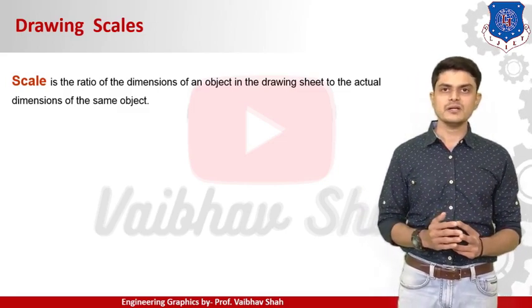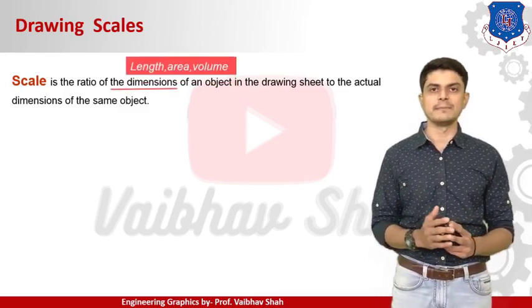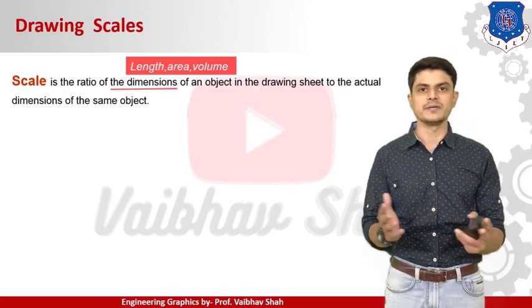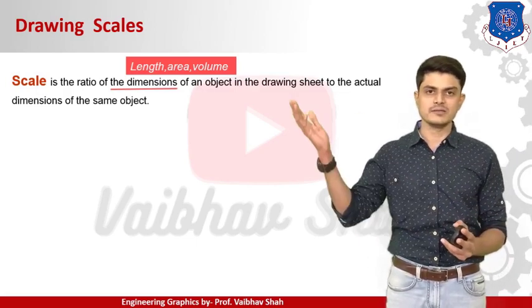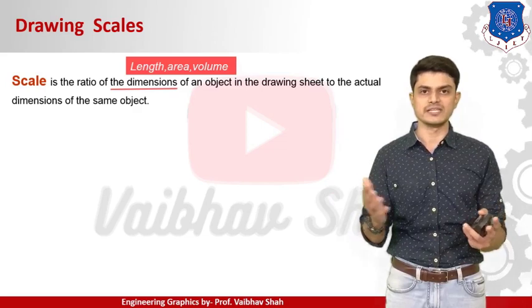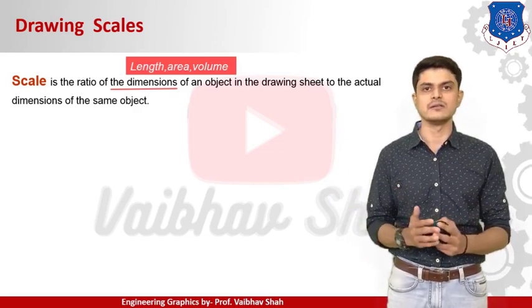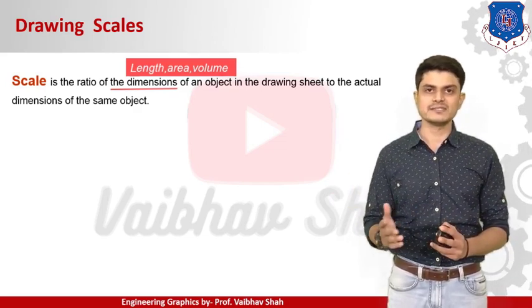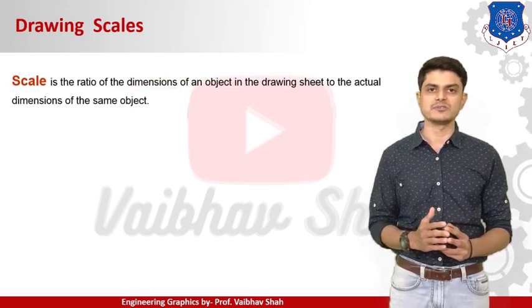So now here we are talking about the dimensions. Which dimension could be there? It can be length, it can be area, or it can be volume. It can be any dimension and you can take the scale directly from it. So let us see one example based on the scales.